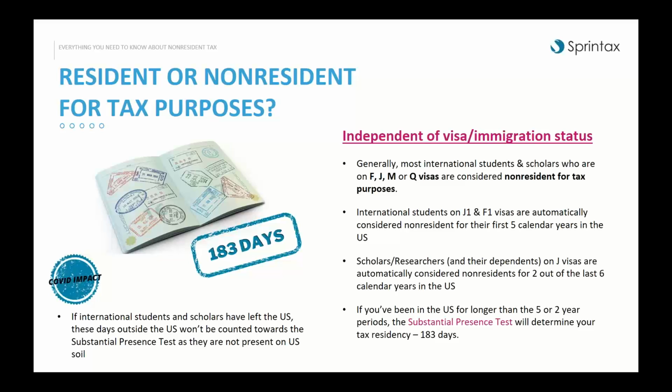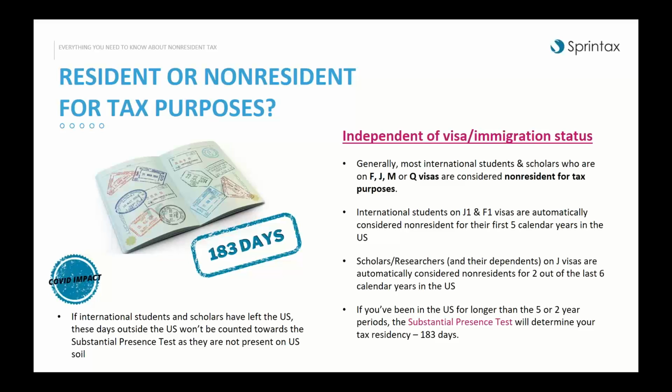If you're an international student on a J1 or an F1 visa, you'll automatically be considered a non-resident for your first 5 calendar years in the US. You'll see it mentions a calendar year here. So if, for example, Anna entered into the US on December 31st, 2020, but her semester at Bowling Green didn't kick off until February of 2021, the IRS would count 2020 as Anna's first calendar year of presence in the US because she was actually present on US soil. Then if we're looking at scholars and researchers and their dependents on J visas, they're automatically considered non-residents for 2 out of the last 6 calendar years in the US.